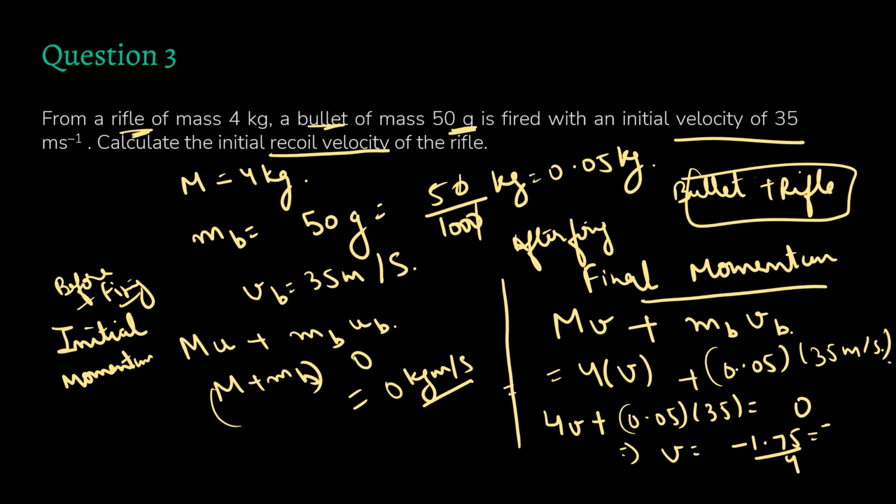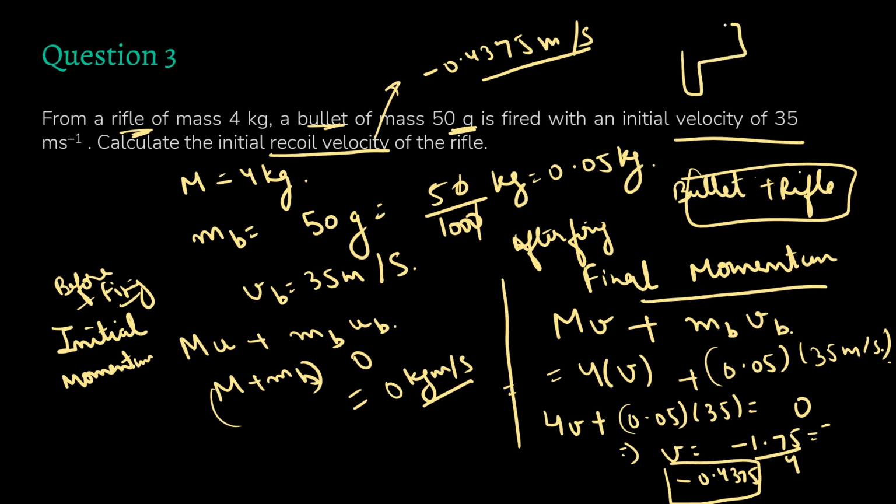So this comes out to be minus 0.4375 meter per second. This is your recoil velocity. So this negative sign, what does this indicate? This indicates that your velocity is in the opposite direction, right? For your rifle, the bullet is in this direction, so your recoil velocity is in this direction. That's why whenever you shoot, you feel a force acting in the backward direction, a recoil velocity. So this is how we'll calculate.